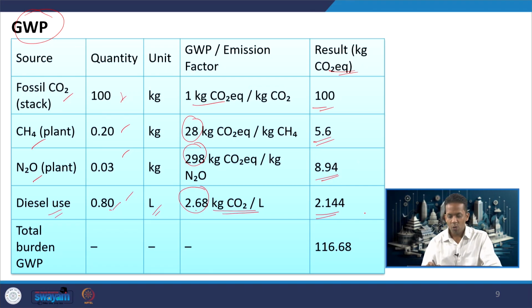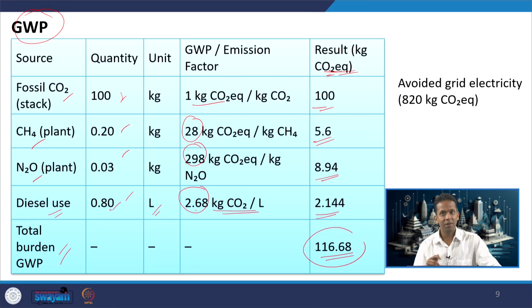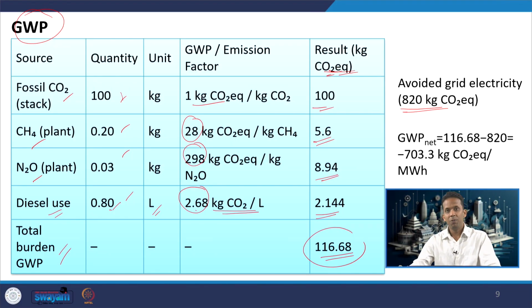So, addition of each of these values in a single unit will give us the total burden related to the global warming potential. So, GWP is 116.68, but the value which we got was minus 703. This shows the global warming potential only for the inputs and outputs coming from the plant, but not for the avoided electricity that we generated from the plant. So, the avoided grid electricity has a benefit of 820 kg CO2 equivalent.